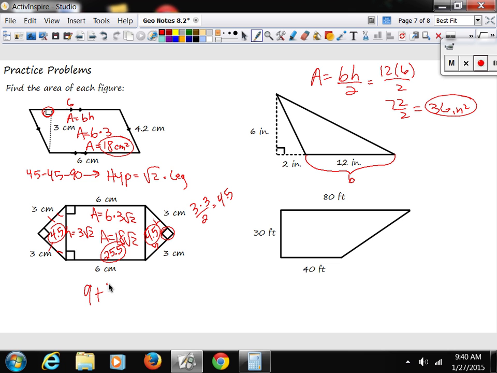So 9 plus 25.5, 34.5 square centimeters is what we're looking at for that area right there. That area.